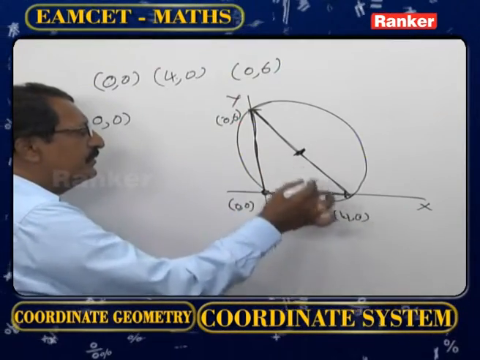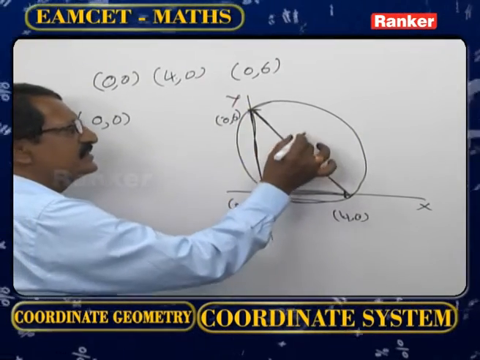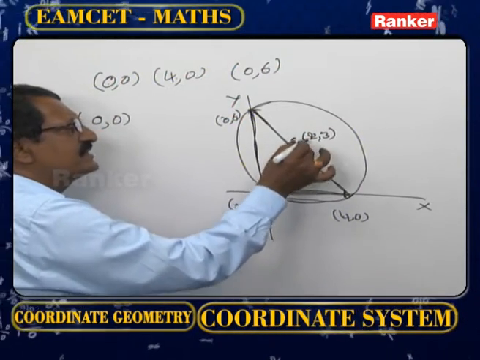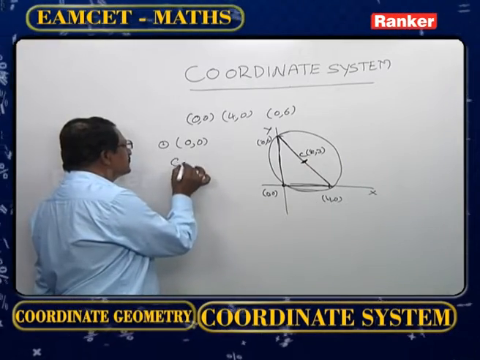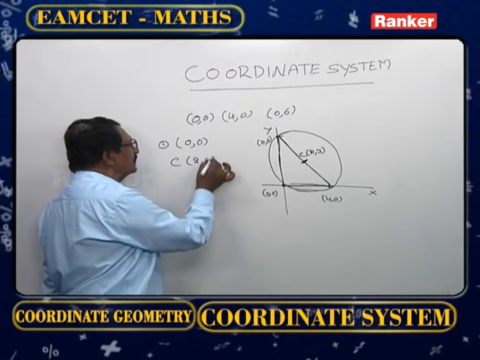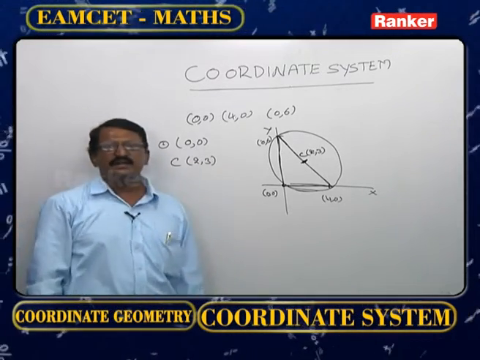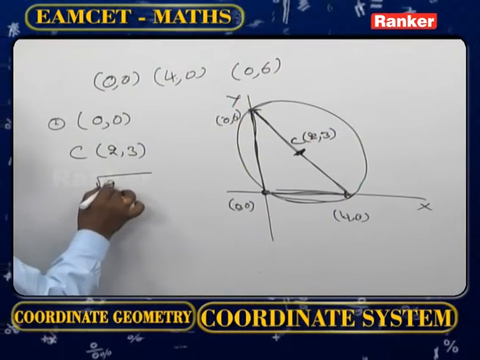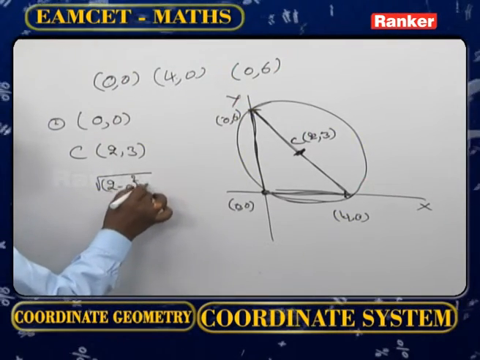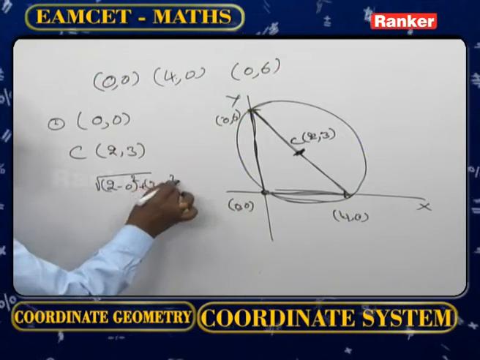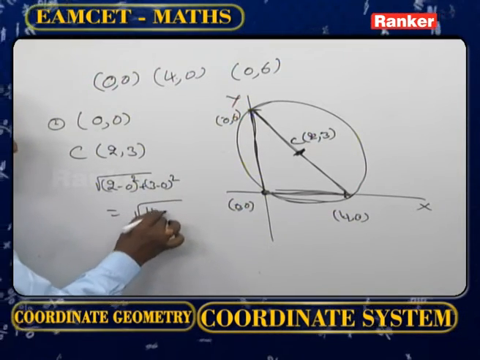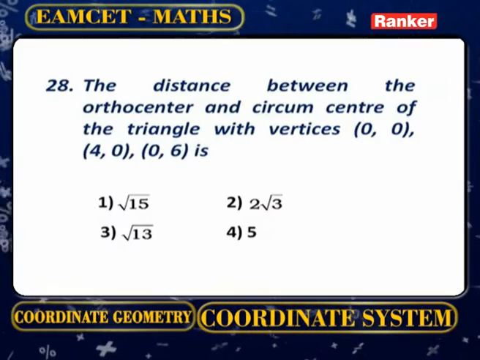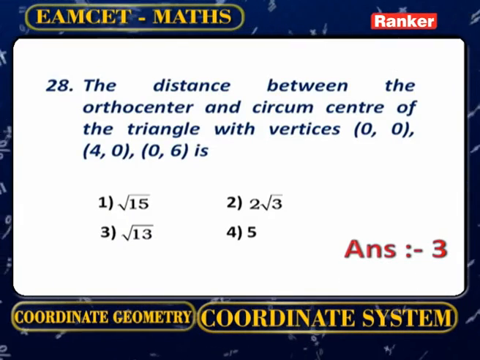Now the midpoint of 4, 0 and 0, 6 is 2, 3. So the circumcenter of the triangle is 2, 3. Now we require the distance between the orthocenter and circumcenter, the distance between these 2 points. That equals square root of (2 minus 0) whole square plus (3 minus 0) whole square, which equals square root of 4 plus 9, or root 13. Now the answer is root 13. The option is the third option.